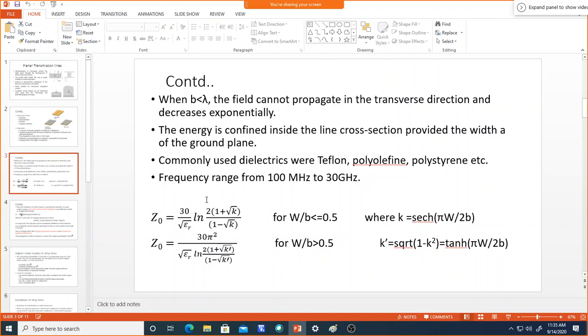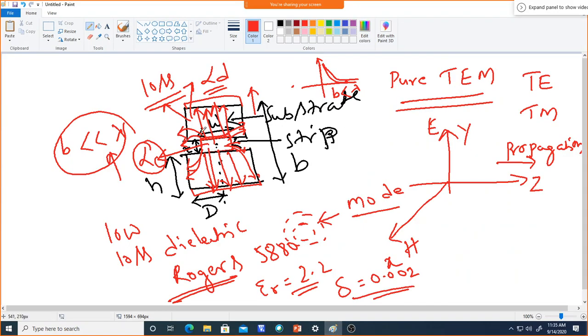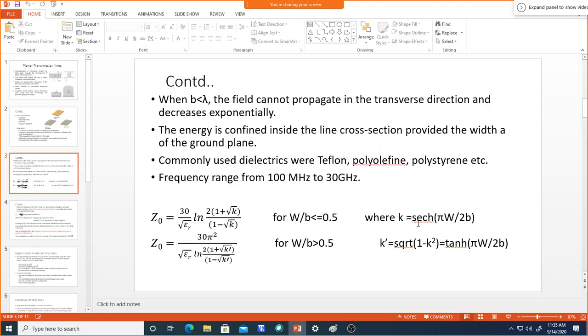So this is the characteristic impedance; this is how you can calculate the strip line characteristic impedance, which is equal to 30 by root epsilon or ln of 2 into root of 1 plus root k, and this k is defined in terms of the width and the height of the substrate. You have known already, b is the complete thickness of the substrate, and w is the width of the conductor. By taking those parameters, you can calculate the intermediate variable k, and by using this k you can calculate the impedance of the strip line.